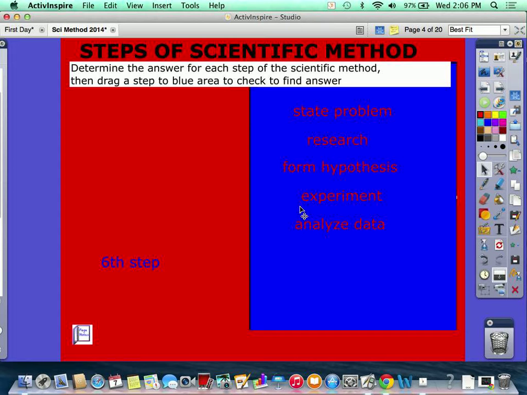Okay, I did hear some good points as I was going around the room. What's the purpose of analyzing? What are we doing? To see the results better. Yeah, to understand the results, right? To make sense of what we've just done.